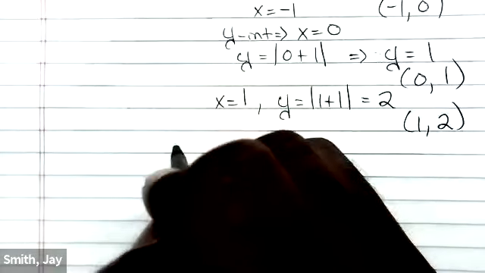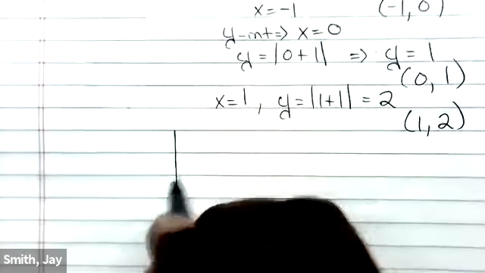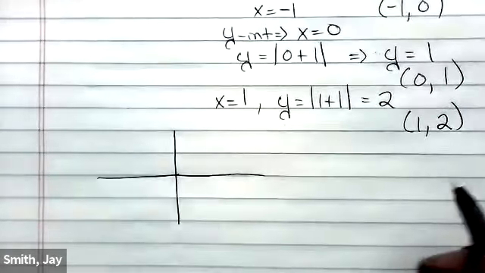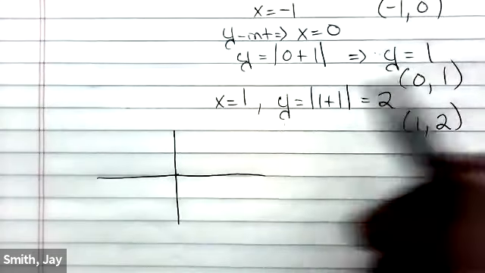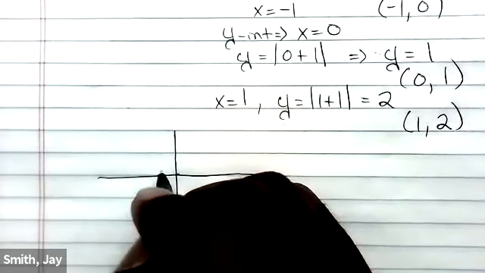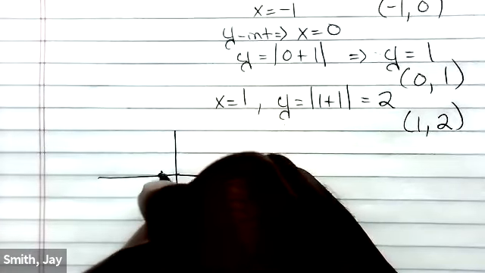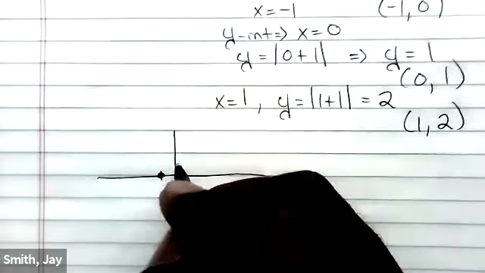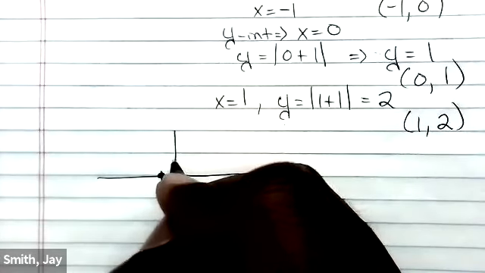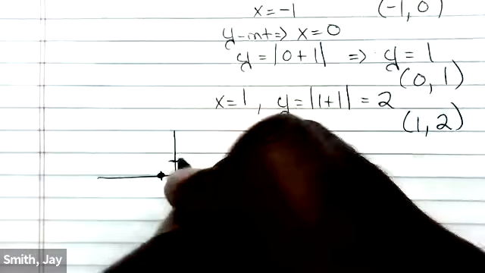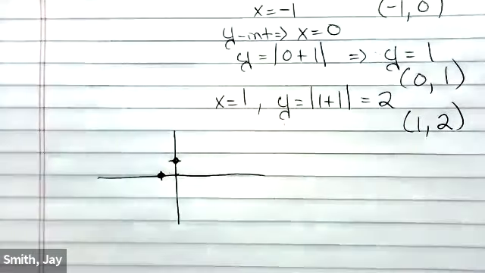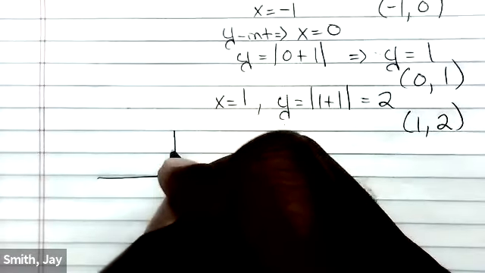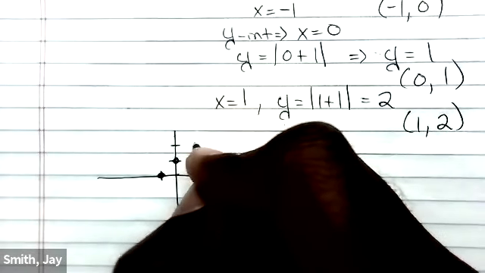Right, now we're sketching this graph. We know we have the ordered pair (-1, 0). I will go to the left 1, up or down none. That's a point on my graph. We also have the ordered pair (0, 1). Left or right none, up 1, another point on my graph. And we also have the ordered pair (1, 2). To the right 1, up 2, another point on my graph.